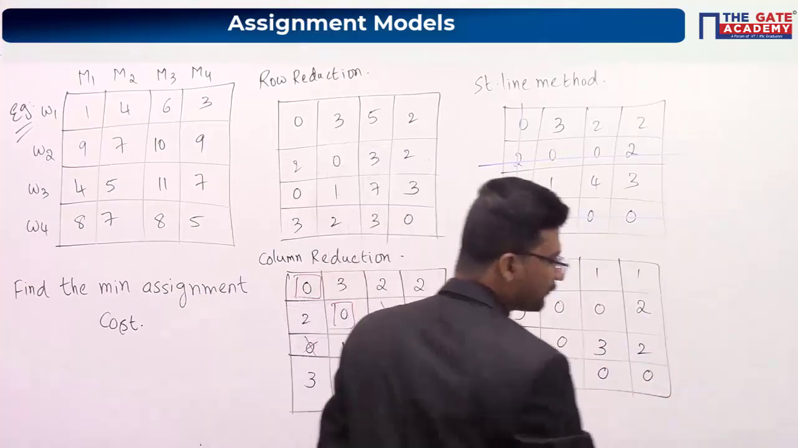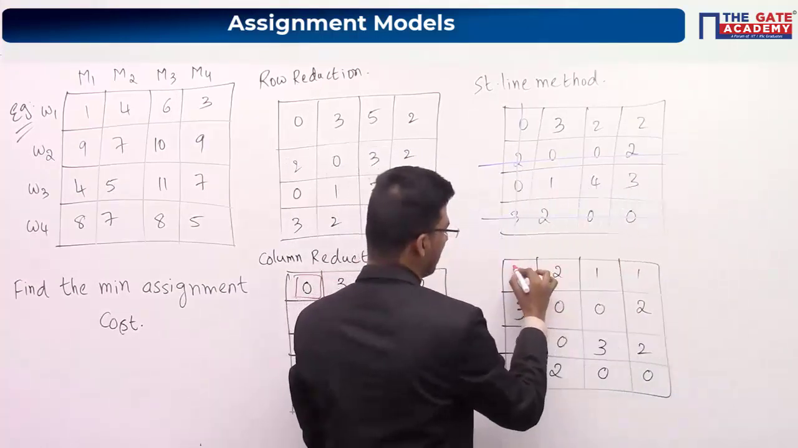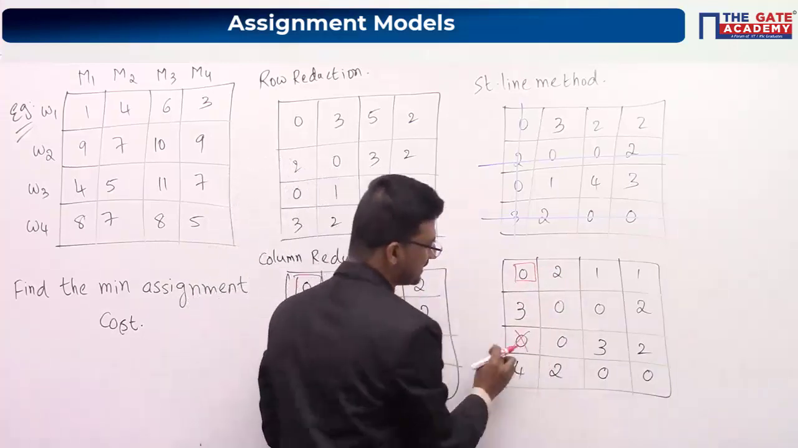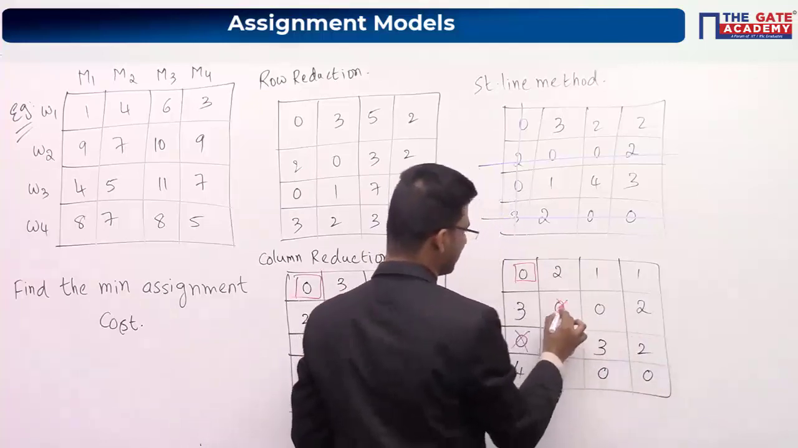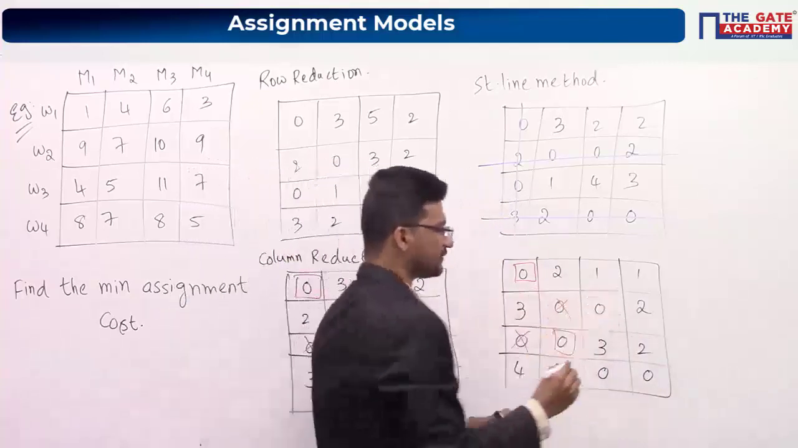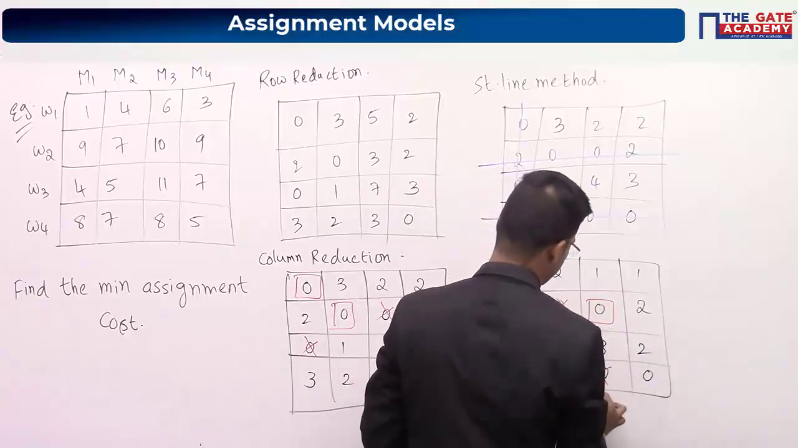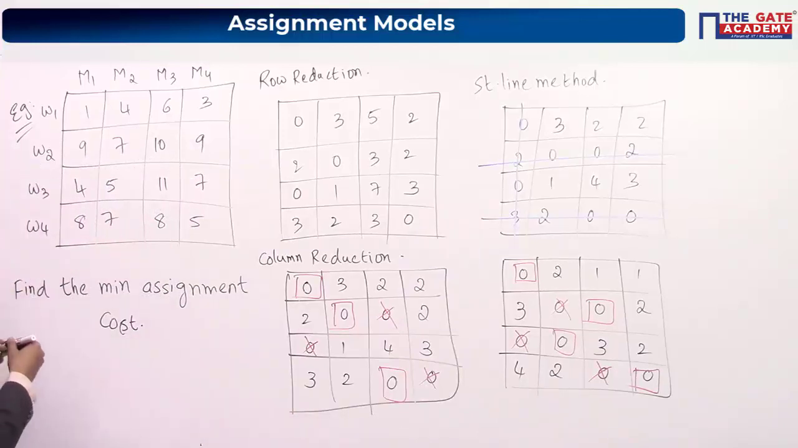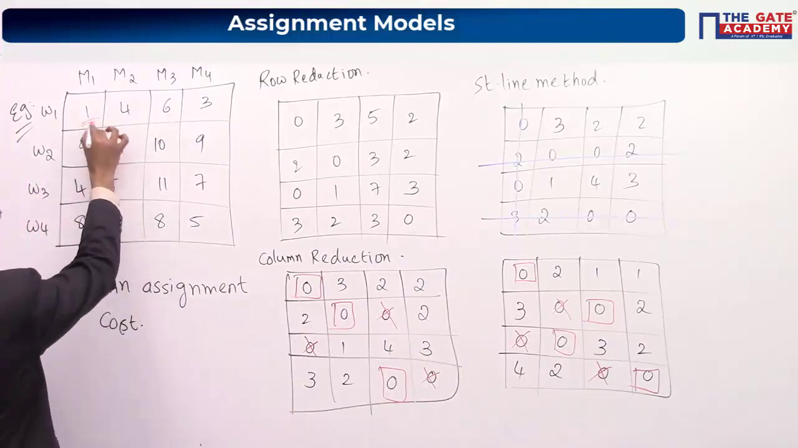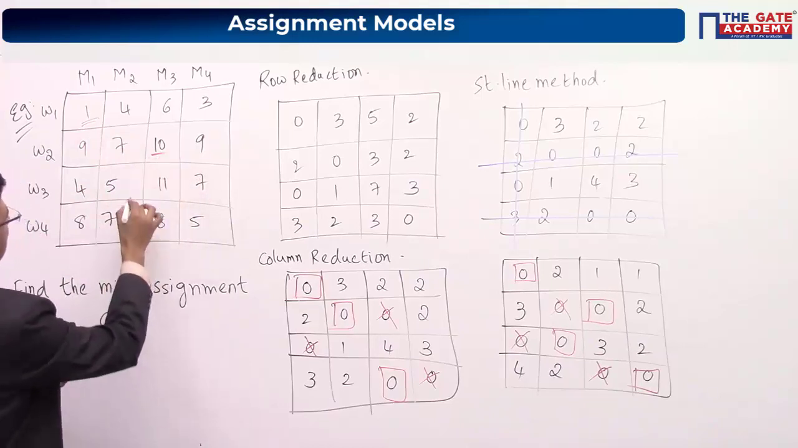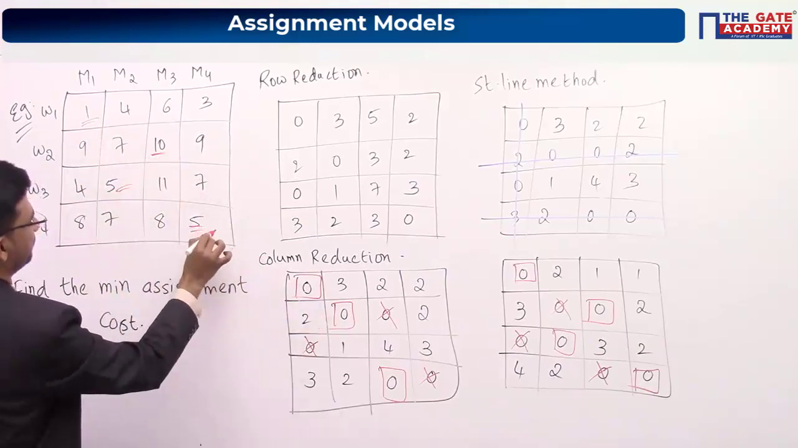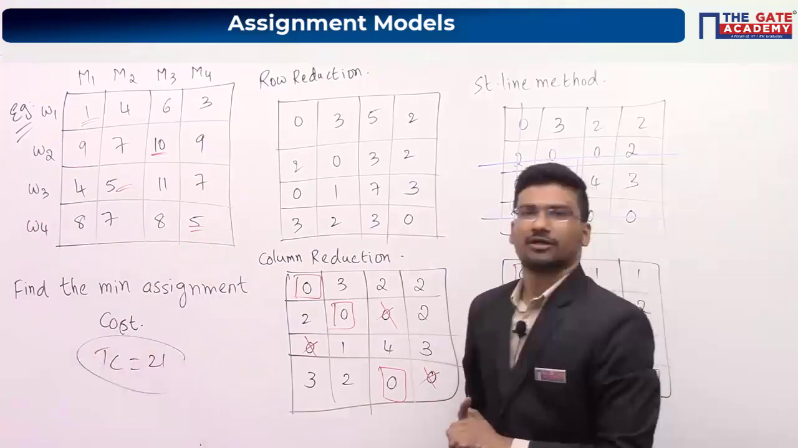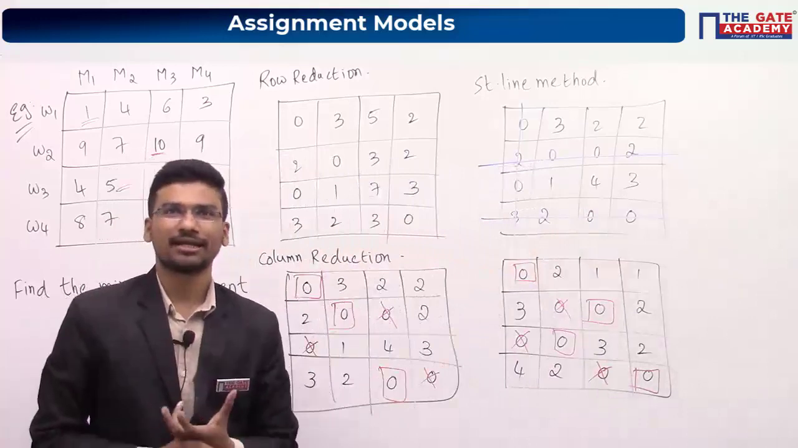Now look for the single zero rows for assignment. Single zero row, assign here, cancel this. Again look for a single zero row. This is a single zero row now, assign here, cancel this. Now single zero row, this one, assign here, cancel this 0. Now we are left with only 1. So what will be your total cost? Your total cost will be this 1 plus 10 plus 5 plus 5, so your total cost will be 20.